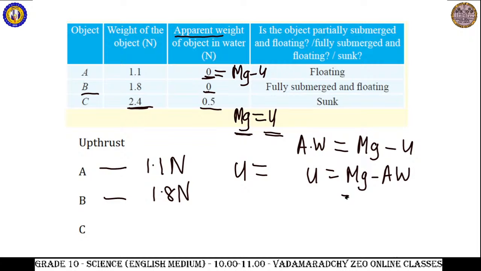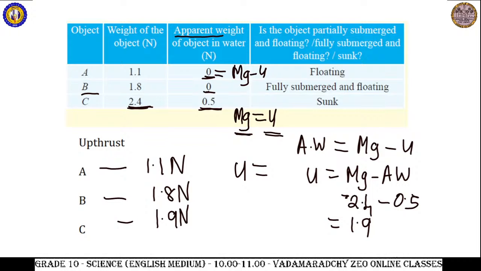So upthrust in the third instance: weight is given as 2.4, minus apparent weight, which is 0.5. So the upthrust becomes 1.9 Newton.